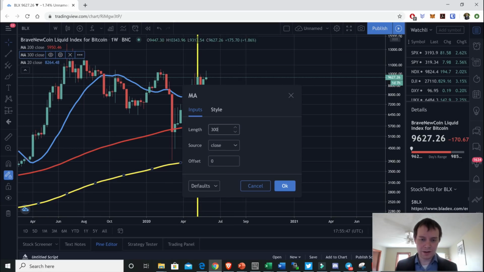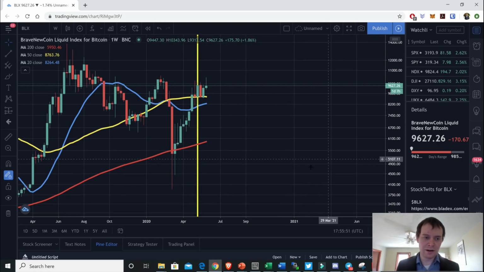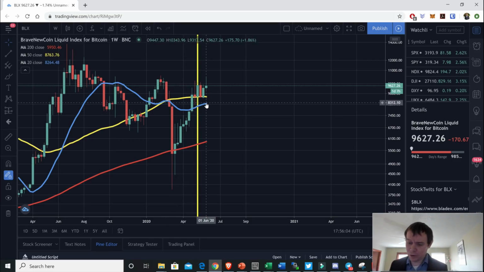We have the 50-week that might put up some fight, and that's currently at around $8,700 or so. And then the 20-week is at around $8,200, $8,300. So again, the 20-week is what we want to hold for the bull run to be in full swing. If we don't hold it, there's no reason to panic. It just means you have more time to accumulate Bitcoin.